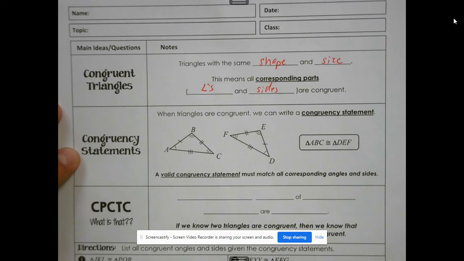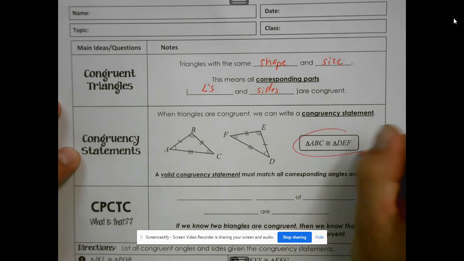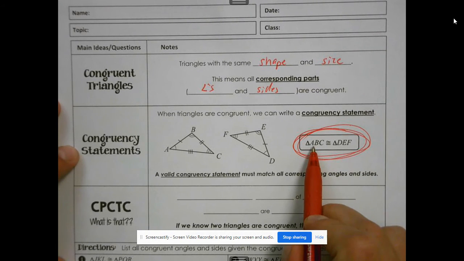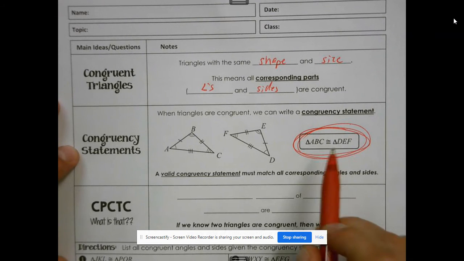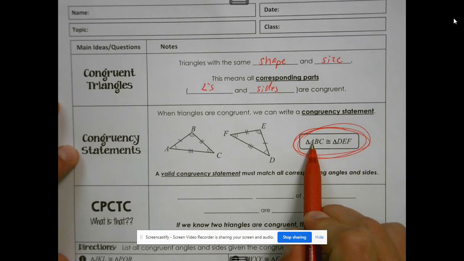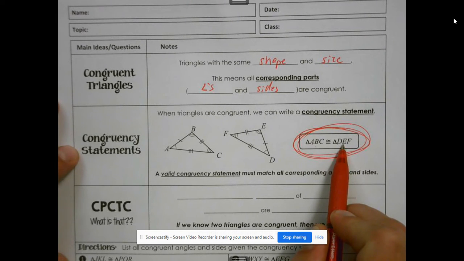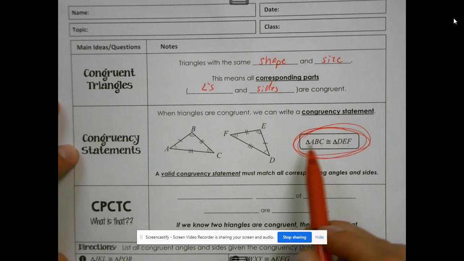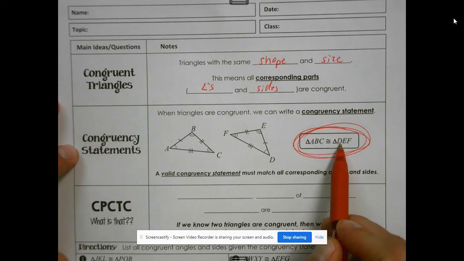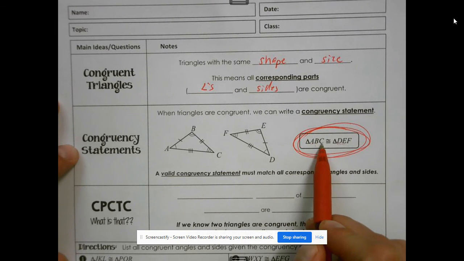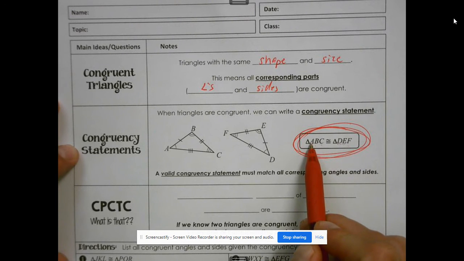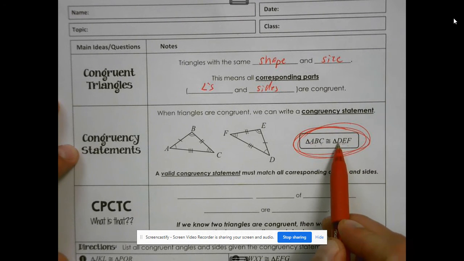All right, this next piece talks about what's called a congruency statement. This thing right here is the most important thing out of this entire lesson, guys. This thing tells you what matches up, and it goes right in order here. For example, angle A would match up with angle D, angle B matches up with angle E, and angle C matches up with angle F. And it also works for the sides too. AB matches up with DE, BC matches with EF, and then the last ones are the outsides. Segment AC matches up with segment DF.